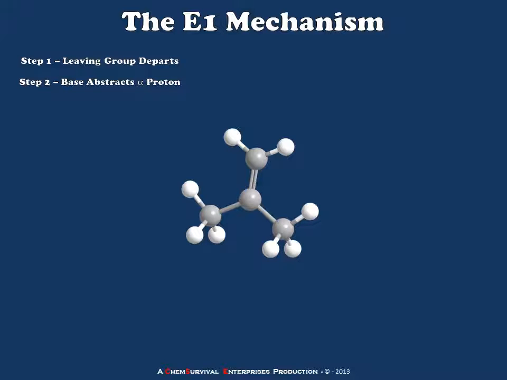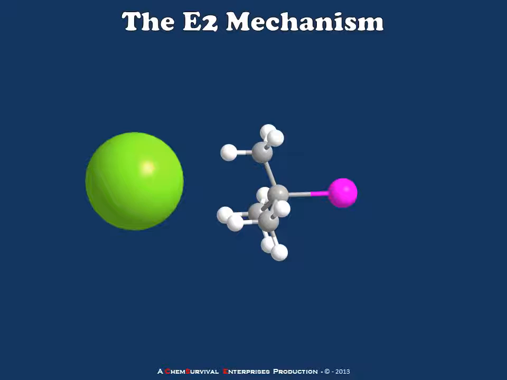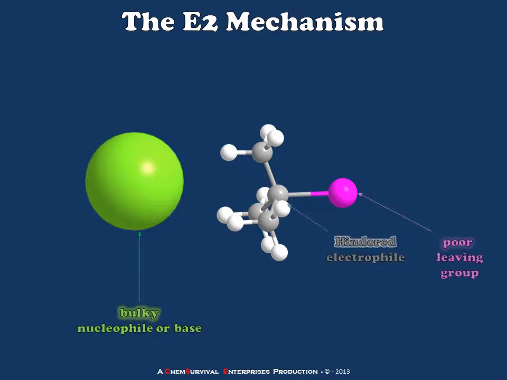So now let's take a look at the E2 mechanism using a similar substrate so that we can see the difference. In the case of the E2 mechanism, we're usually dealing with a bulky base, or a bulky nucleophile, one which contains lots of entangling appendages which make it difficult for the lone pair electrons from the nucleophile to access the electrophile.